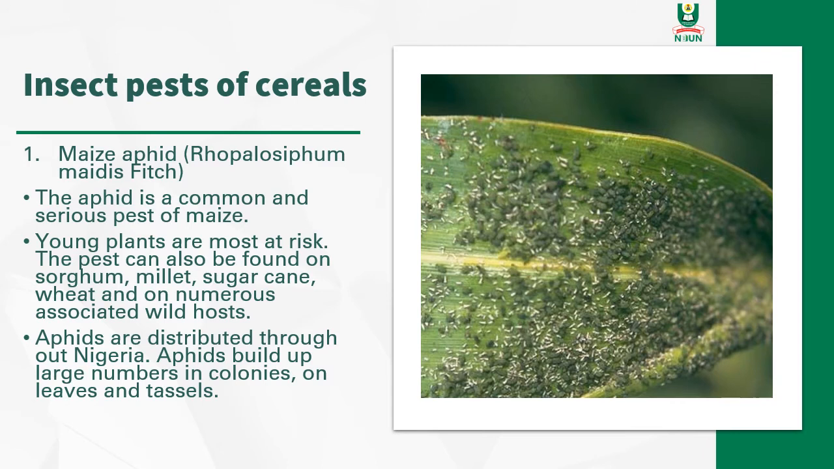Sorghum, you can see their growth pattern, so sorghum grows higher, longer, and their panicle is up, but the leaf is the same, so they are attracted to the same family. So you can find it in sorghum, in millet, in sugarcane. Those crops have the same leaf pattern, and wheat also. And aphids are distributed throughout Nigeria, north, east, south, west. They are everywhere in their numbers, in colonies, like you can see on this leaf. You can imagine what it will be.